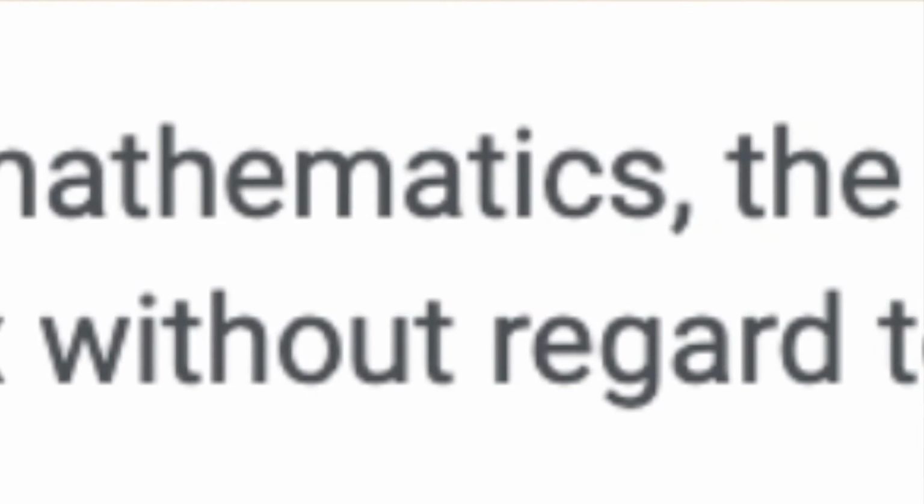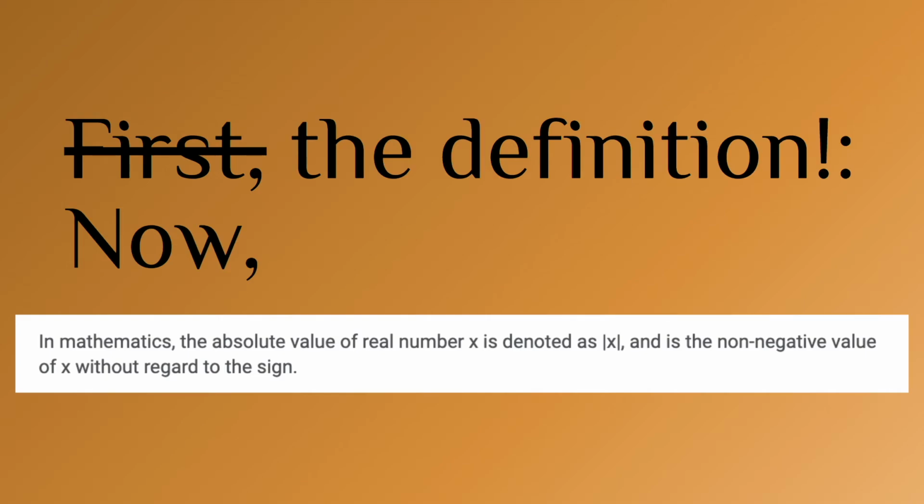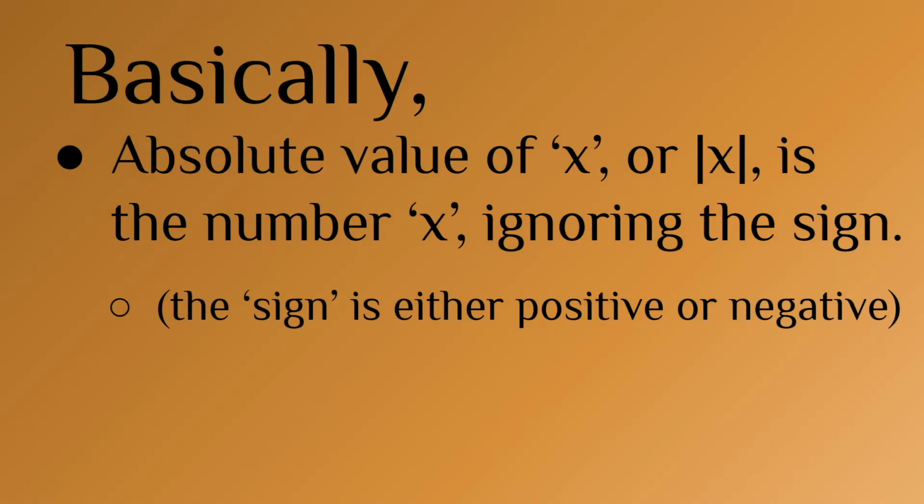In mathematics, the absolute value of real number x is denoted as |x|, and is the non-negative value of x without regard to the sign. Basically, a summary version of the definition is that the absolute value of x is x without the sign. When I say sign, I mean either no sign or a plus, so positive, or a minus, so negative. The absolute value of 4 would be 4, and the absolute value of -4 is also 4.